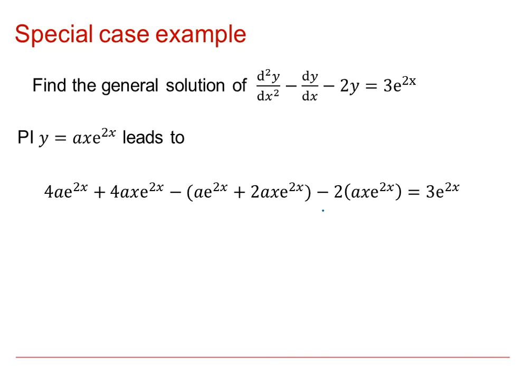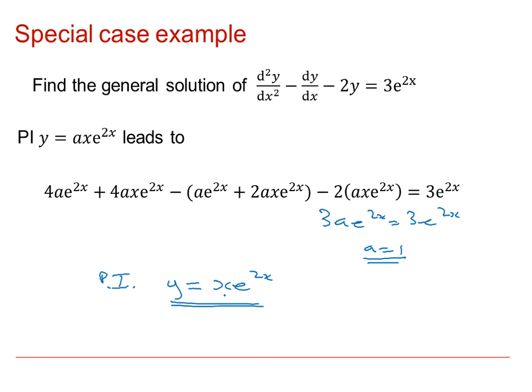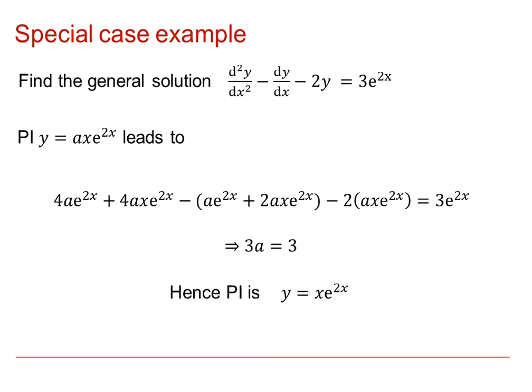So if we collect like terms together, we will get 3a e to the 2x is 3e to the 2x, and therefore a is 1, and therefore we have found a particular integral which will satisfy the non-homogeneous case, and it's y equals 1x e to the 2x. So by using this special case of the particular integral, we've been able to find the derivatives of y, equate it to 3e to the 2x, and that allows us to find a and the particular integral.